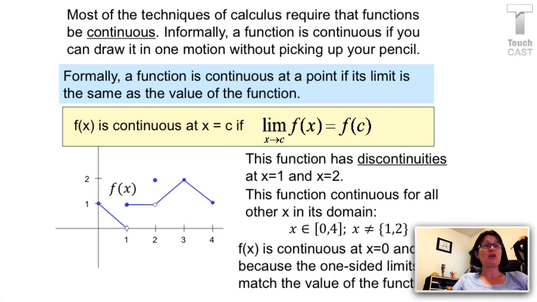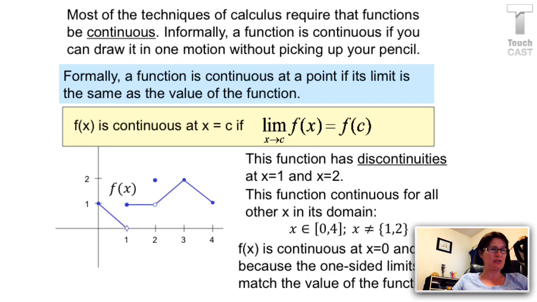Section 2.3 is all about continuity. Continuity is the state of being continuous. And it turns out for most functions in calculus, calculus won't work unless we can guarantee first that the function is continuous. So informally, continuous means what you think it means. A function is continuous if you can draw it without picking up your pencil.